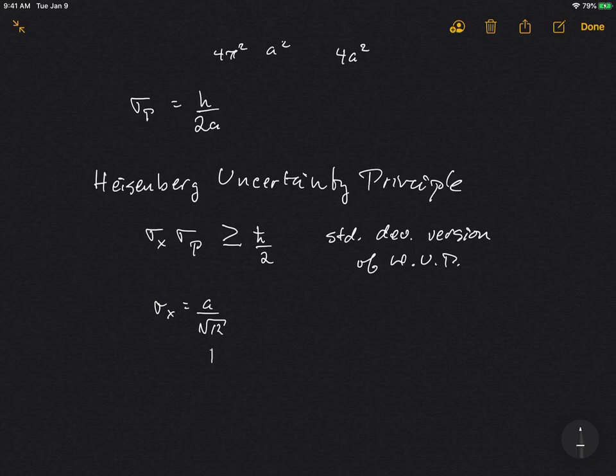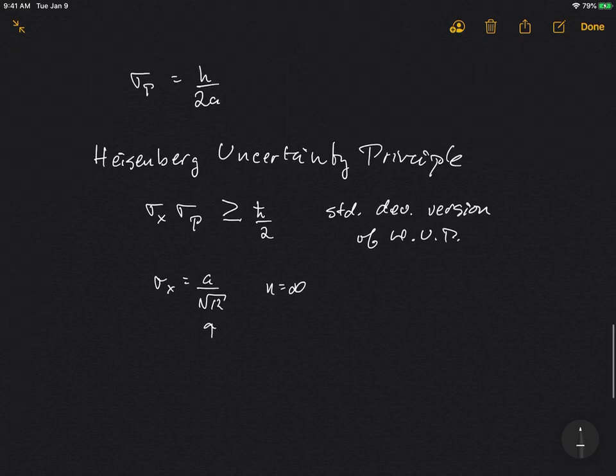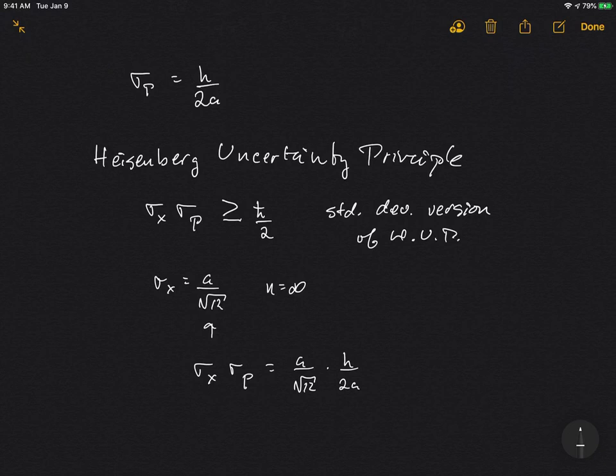And of course, this is for n equals infinity, so this is going to be an upper bound for what sigma x is. So this is not exactly the most valid comparison of the system to the Heisenberg uncertainty principle, but let's go through with it anyway. So we get a over square root of 12, and then sigma p is h over 2a, as we see there. So the product is a over root 12 times h over 2a. The a's cancel, so that's nice.